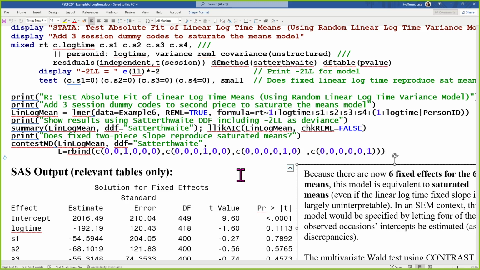I'm watching the chat window or I'm listening. What about variance? Variance model? What's in my variance model at this point? Just the random intercept and random slope for log time.